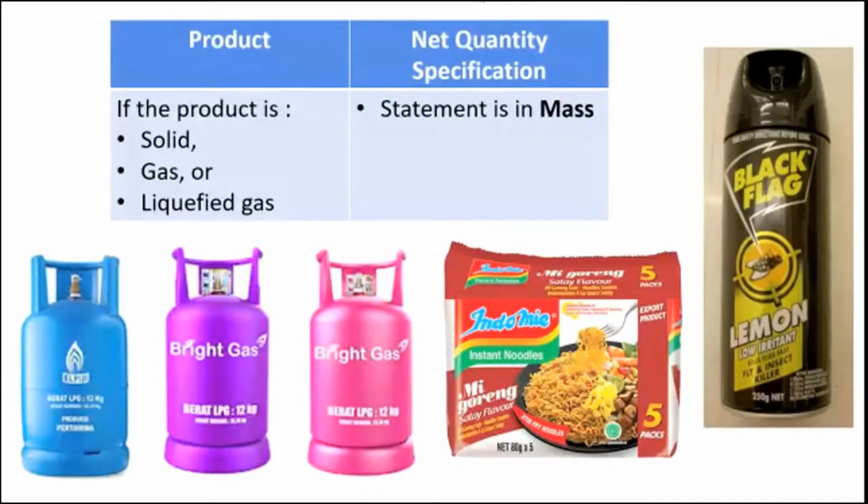Then, if the product is sold in solid, gas, or liquefied gas, it must be stated in mass. Okay. As you can see, we have some liquefied gas. It was 12 kilogram, and this is, what is it, insect killer? Yeah, this is an insect killer. So they said the quantity was stated 250 gram net, and the instant noodle, because it's solid, is stated in gram, in mass.